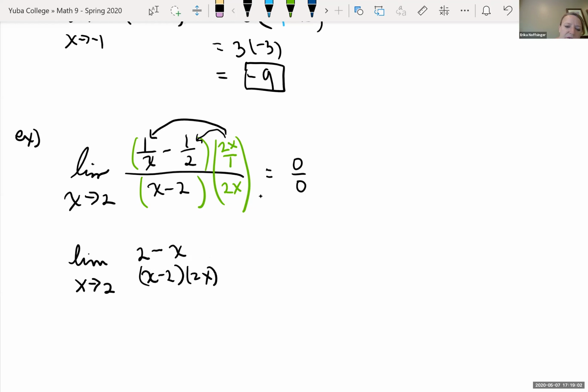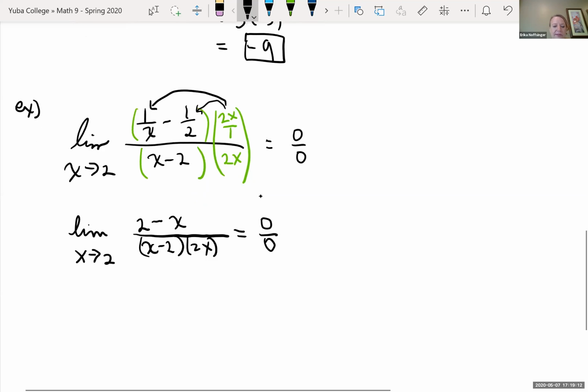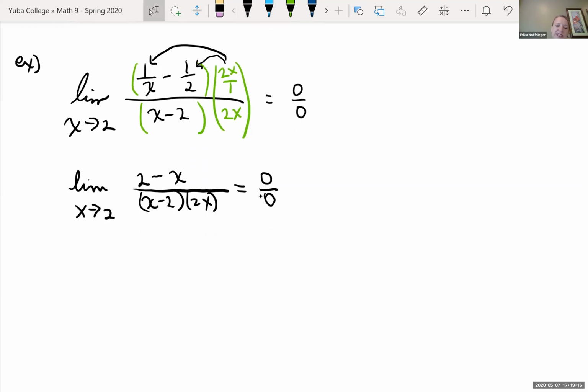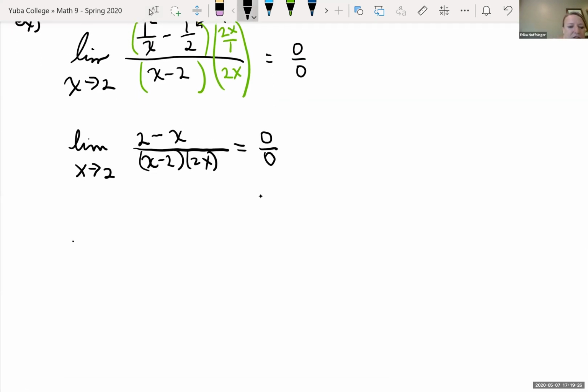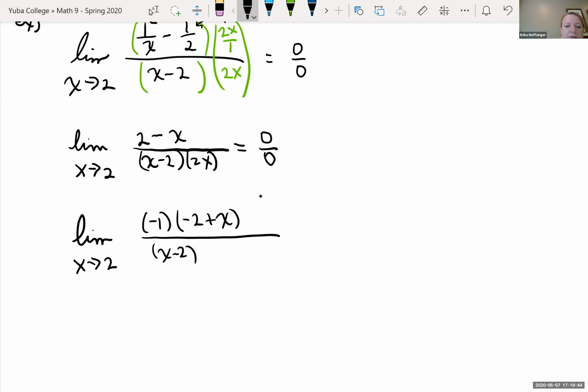And so now, when you plug in 2, you still get 0 over 0. But looking at this limit, I notice my numerator, the 2 minus x, is almost identical to the denominator piece x minus 2. They're only off by a -1. So if we factor out a -1, and it could either be the one in the numerator or denominator, I'm going to pull it out of the numerator. So if I pull -1 out of the numerator, this now becomes -2 plus x all over x minus 2 times 2x. Well, commutative property of addition, -2 plus x is the same thing as x minus 2.